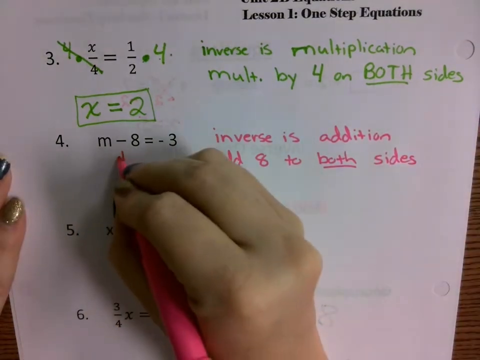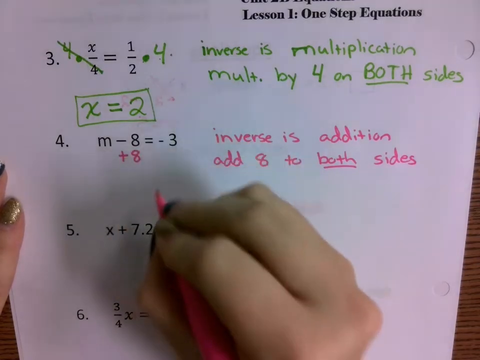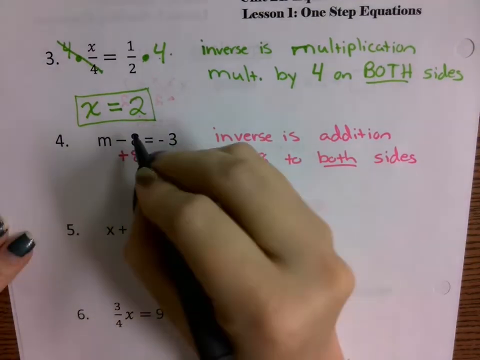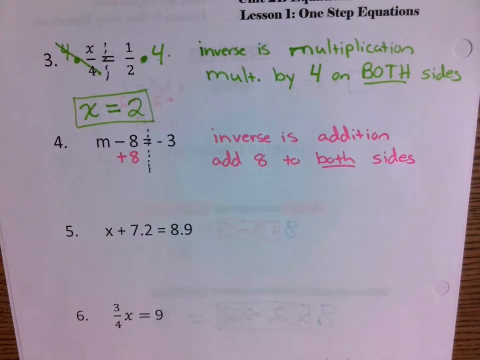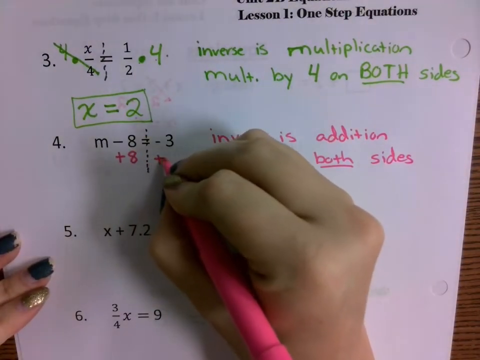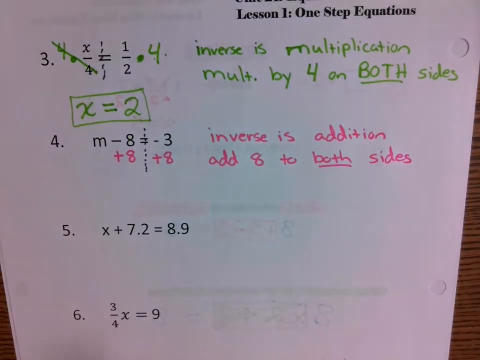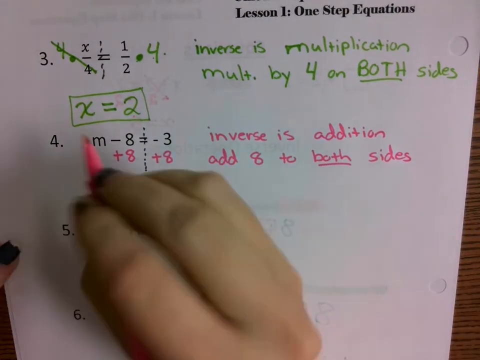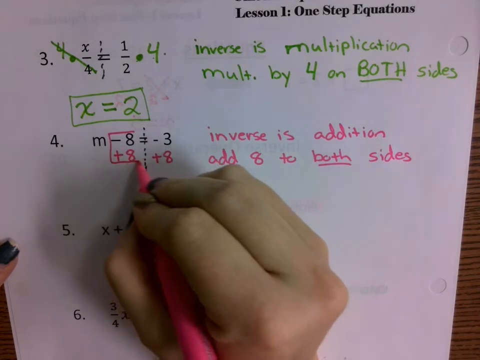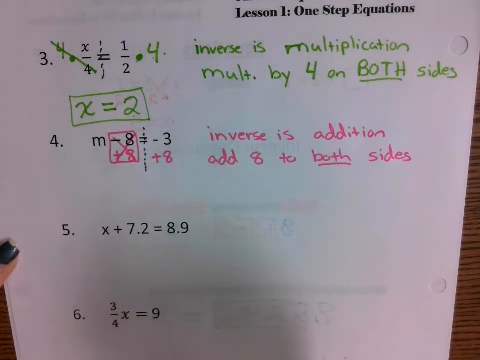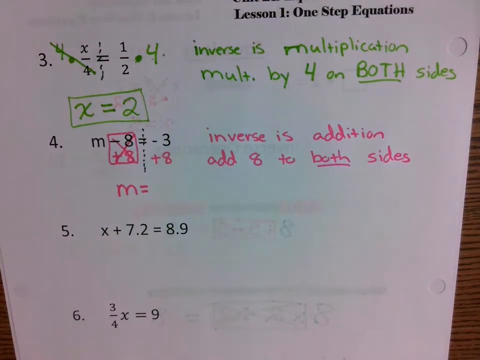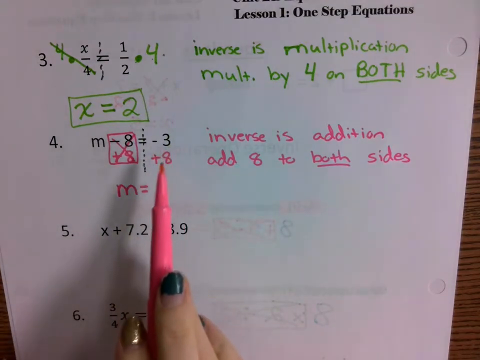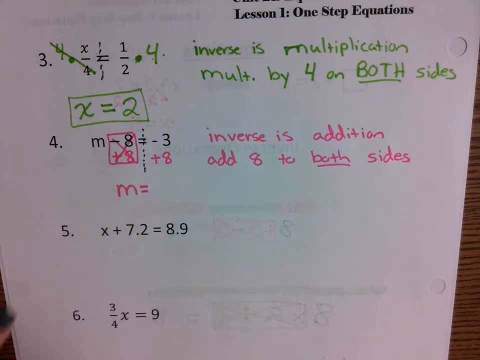So we're going to do a plus 8 on the left side of my equal sign. Remember, if you need to draw a little wall, you can. We're going to add 8 to the right side of my equal sign. Okay, a minus 8 and a plus 8 are like zero pairs. They cancel each other out. And m is now isolated. It's all by itself. And what is negative 3 plus 8, Ian? 5.